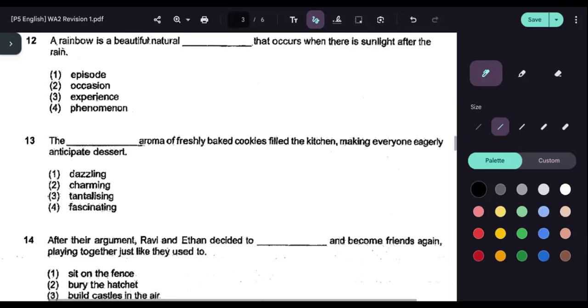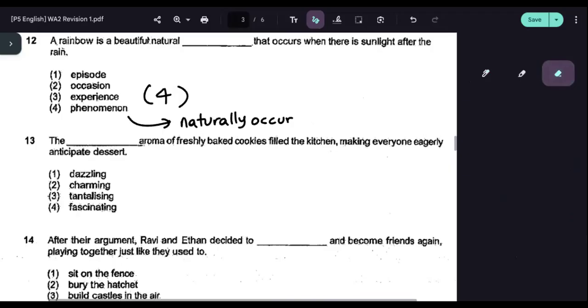Question number 12. A rainbow is a beautiful natural blank that occurs when there is sunlight after the rain. A rainbow is a beautiful natural phenomenon. Phenomenon means it has naturally occurred. Oops, wrong spelling of occurred.